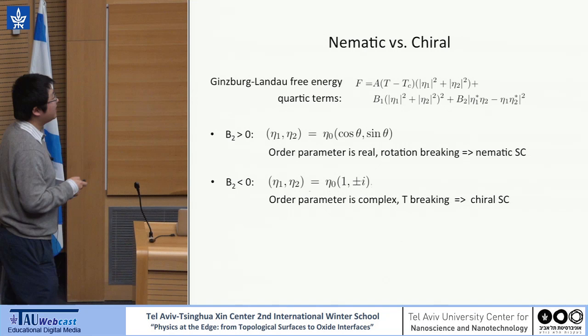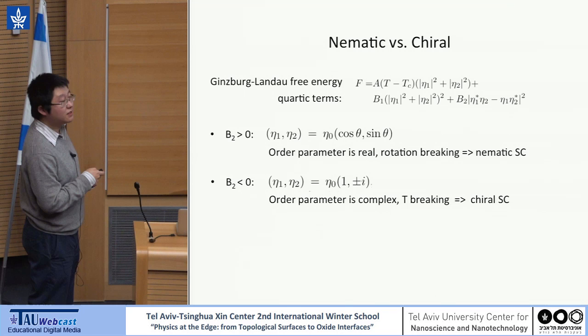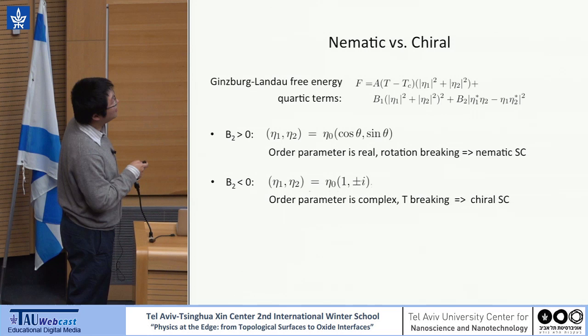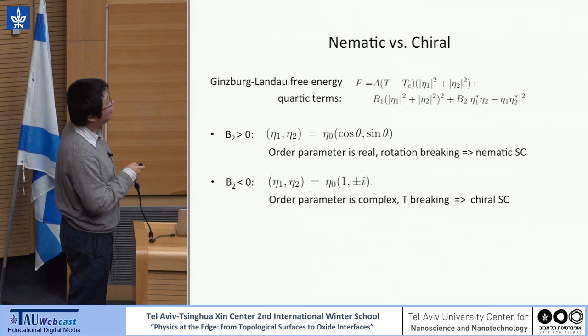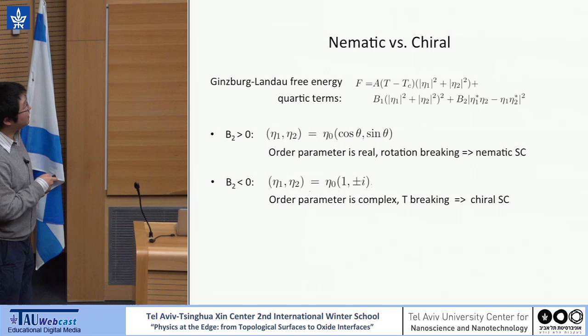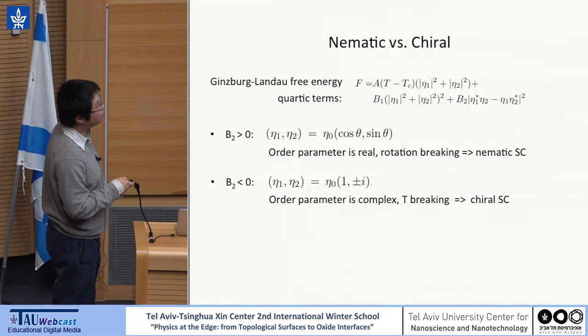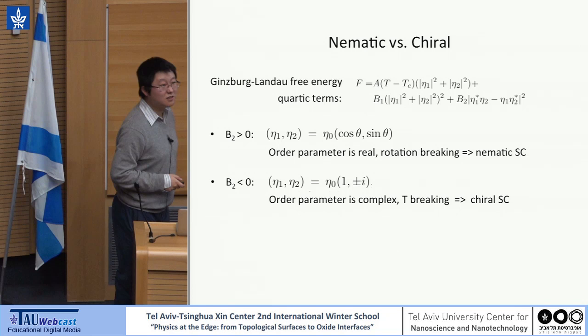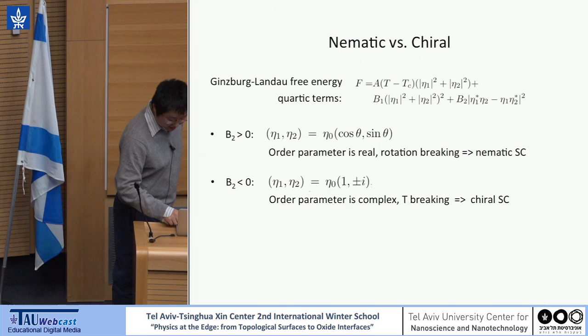So again, I write eta 1, eta 2 as the two components, like x and y components of the order parameter. Then the form of the Landau-Ginzburg theory is, again, dictated by symmetry considerations. So up to fourth order, these are all the allowed terms. And there's a crucial term, B2, here. The sign of the B2 determines whether the superconducting state is rotation symmetry breaking or time reversal symmetry breaking. Okay? In one case, it leads to nematic. The other case, it leads to chiral. We'll come back to the microscopic origin of this term later.